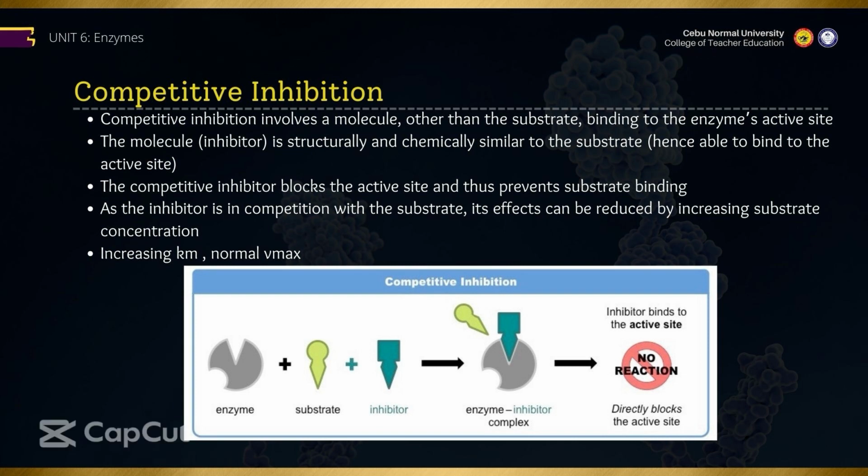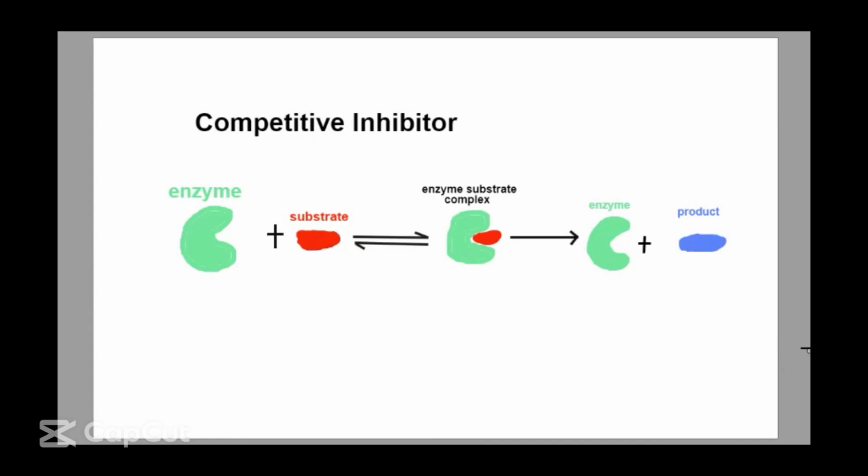So this is the illustration of how this reaction happens. Here we have the competitive inhibitor. The green represents the enzyme, and the red one is the substrate, and this goes to a double arrow. Here, the green one is the enzyme, and the red is the substrate. This whole thing together is called the enzyme-substrate complex, and this yields the green enzyme and the blue one is the product.